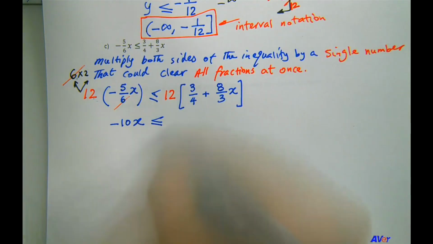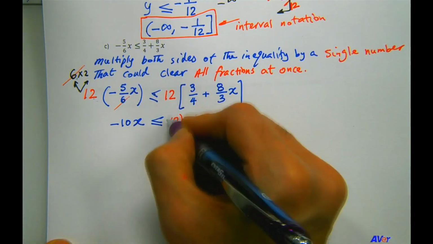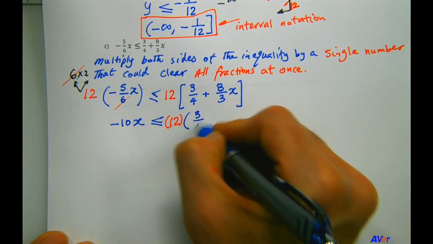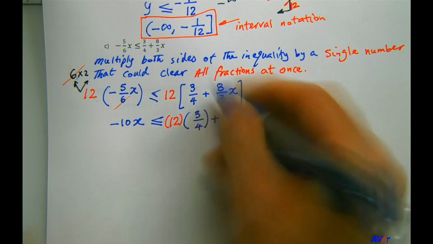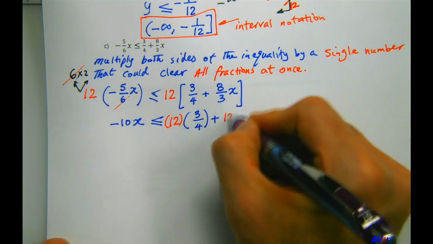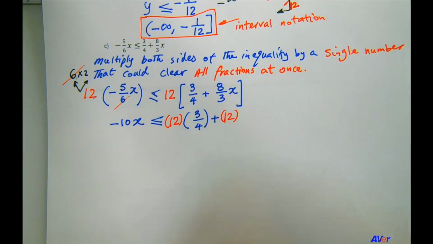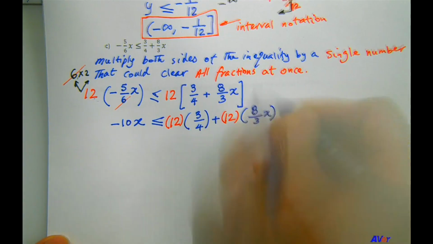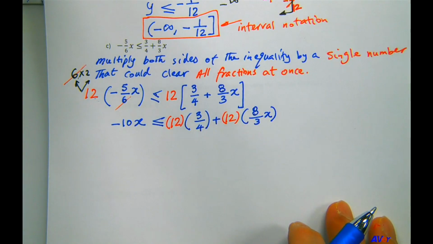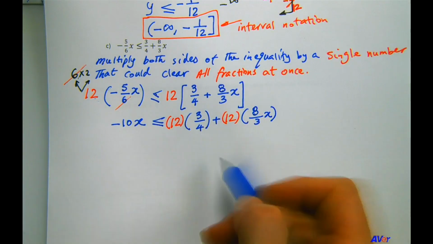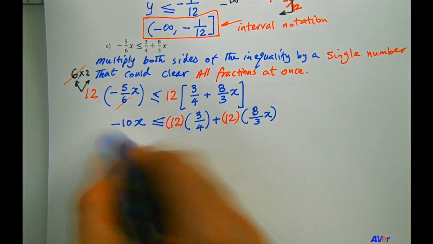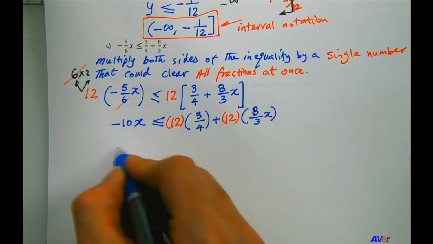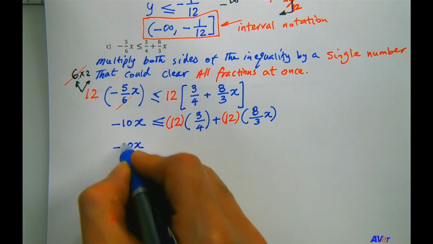So, to keep my own word, I'm going to distribute first. 12 times 3 over 4 plus 12 times 8 over 3x. Right? Okay, so we distributed. Now let's simplify. On the left side, we're okay. So we're just going to write that down.